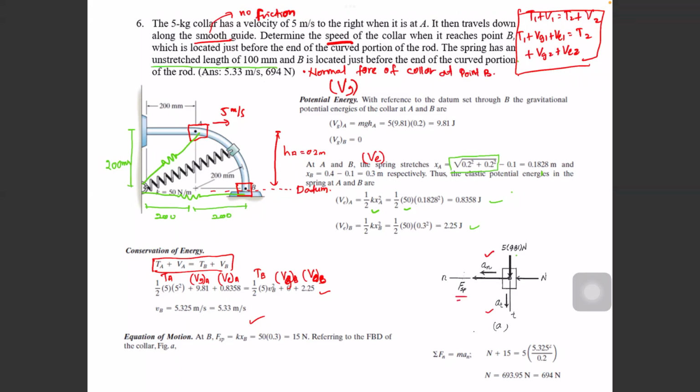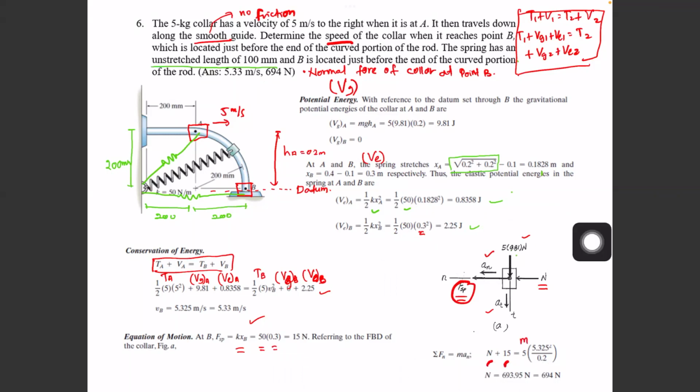Dan kita ada F spring. Dan kita ada normal force. Okay, normal force. Dan kita ada weight, berat. Right? So gunakan F is equals to MA. So you have normal plus 15. 15 ni datang daripada force spring lah. This is force spring. Kita kira guna F is equals to Kx. K is 50 and X is 0.3 at position 2. Okay, sama dengan ini. Right, same with this one. So you have 15 lah. 15 is equals to MA.